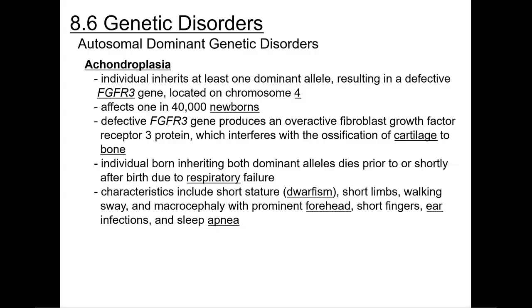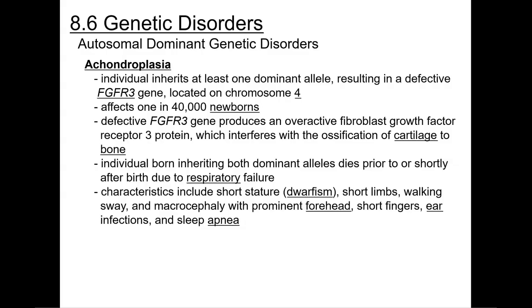Achondroplasia is going to be where an individual inherits at least one dominant allele that results in a defective FGFR3 gene that's located on chromosome 4. It affects 1 in 40,000 newborns. This defective gene produces an overactive fibroblast growth factor receptor 3 protein, and that's going to interfere with the ossification of cartilage in the bone. Individuals born inheriting both dominant alleles will die prior to or shortly after they are born due to respiratory failure. That is called a lethal gene.